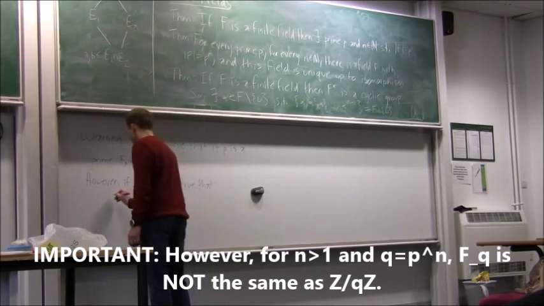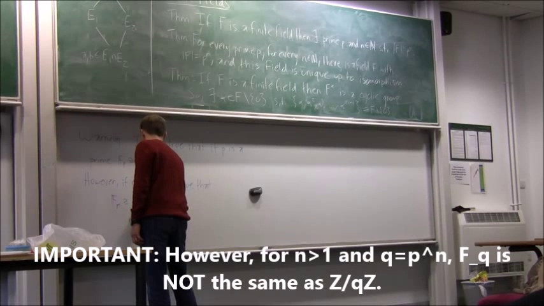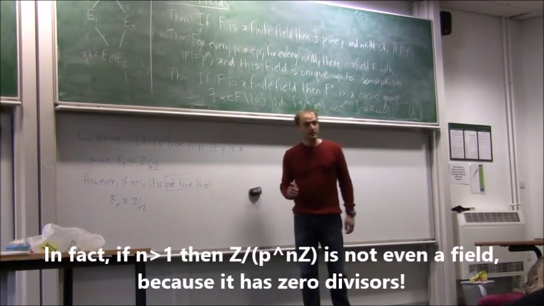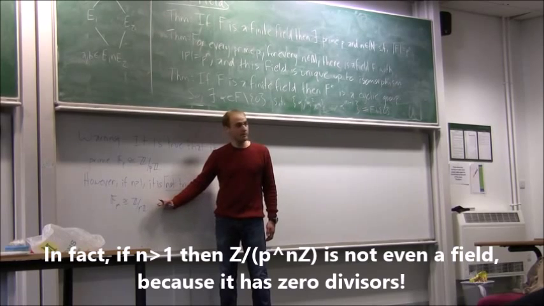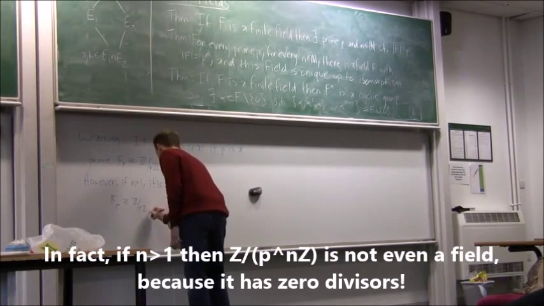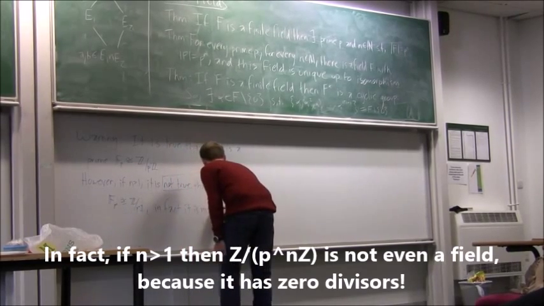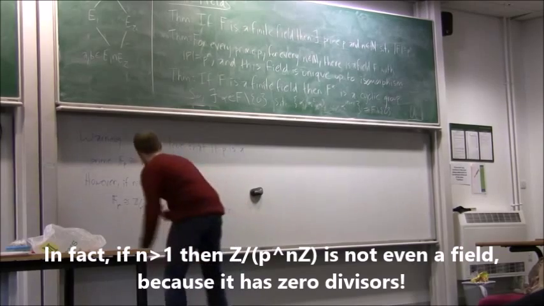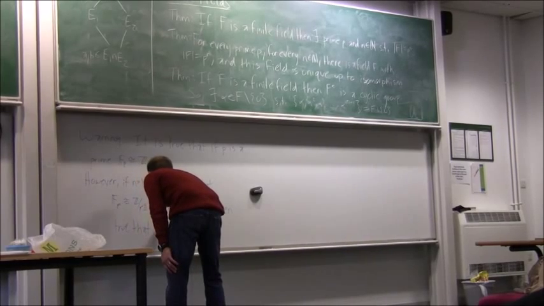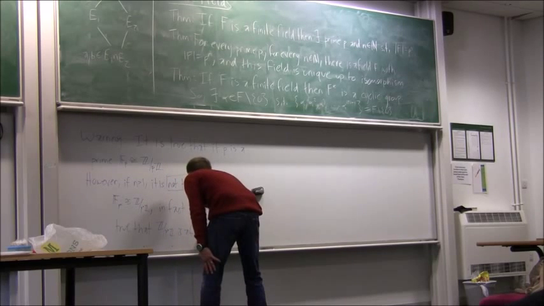It's not true that F sub p to the n is isomorphic to Z mod p to the n Z. Okay? Not true. In fact, the thing on the right-hand side is not even a field because it's got zero divisors. In fact, it's not even true that Z mod p to the n Z is a field. It's not even a field. Okay?